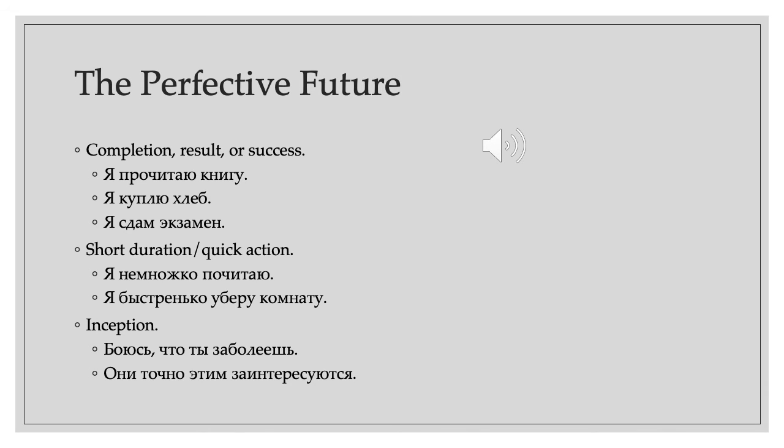We also use the perfective to indicate the inception of an action. For instance, боюсь, что ты заболеешь. I'm afraid you will get sick. You're not sick now, but you might become sick, you might start being sick, and I'm afraid that you will start being sick. Они точно этим заинтересуются. They will definitely be interested in this. They're not interested now, but they will become interested.